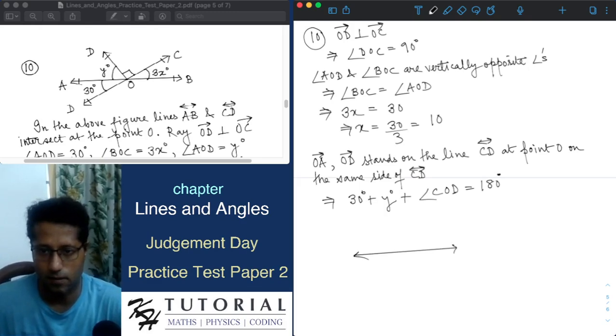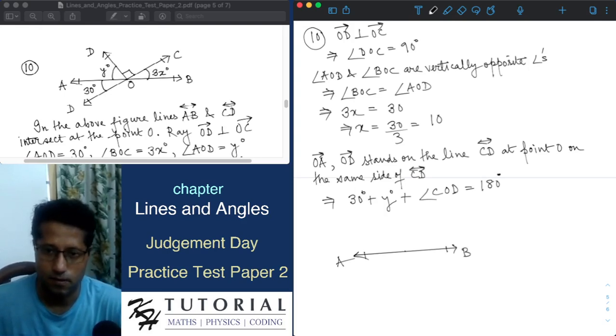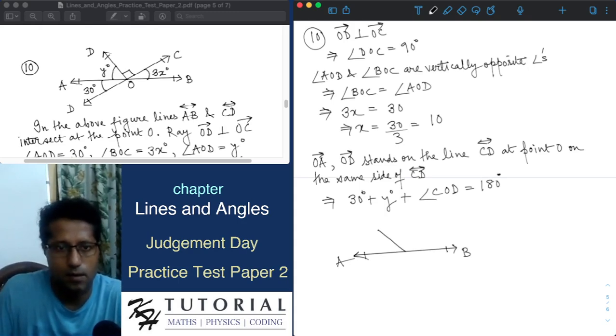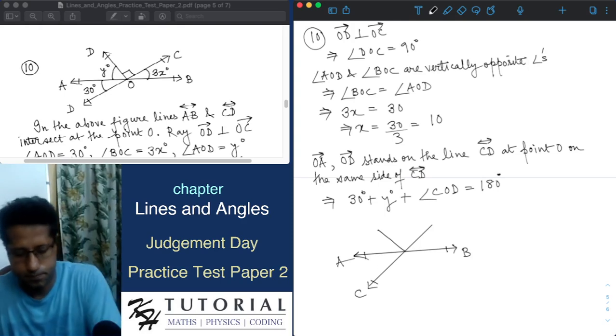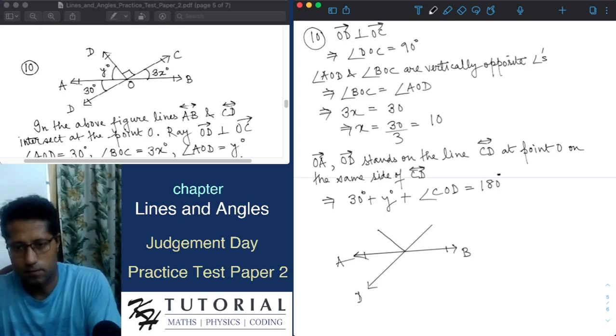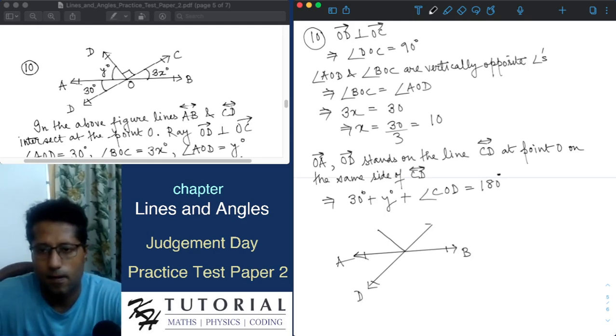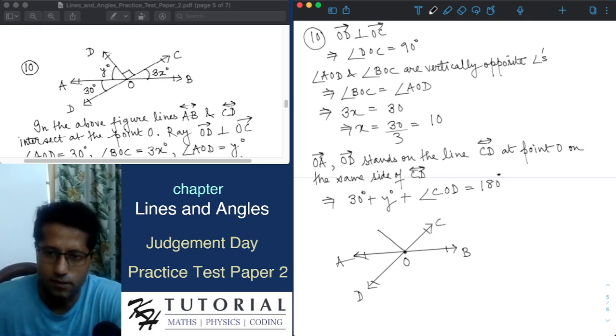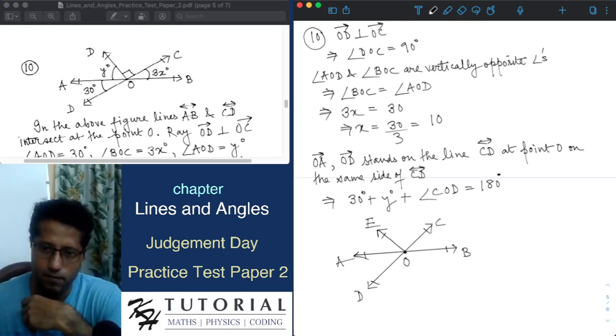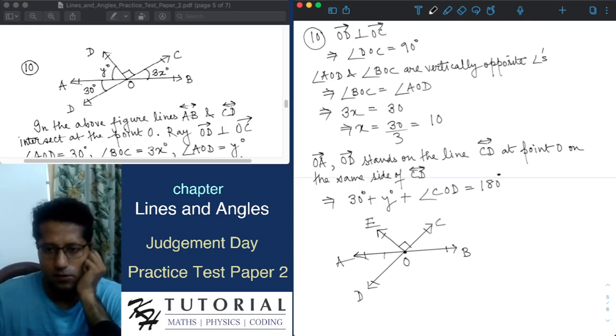So we have the line AB, and in the above figure, lines AB and CD are lines intersecting at the point O, and it is also given, I guess, that this should be the ray OE, and this is perpendicular, that is fine, and it is given this is 30 degree, this is 30 degree, and this is y degree.